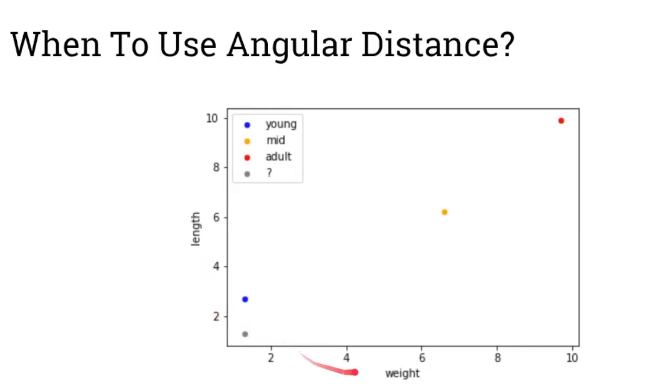You know the length and the weight of this person, which is somewhere over here. And we were told that someone who has a length of this range and weight of this range is a young person. Someone who is over here, length of around 6 and weight of around 6, is mid-aged. And someone who is over here with a length of more than 10 units and weight of more than 10 units is an adult. Now, given this scenario, someone has given you a 4th point. How would you classify them?